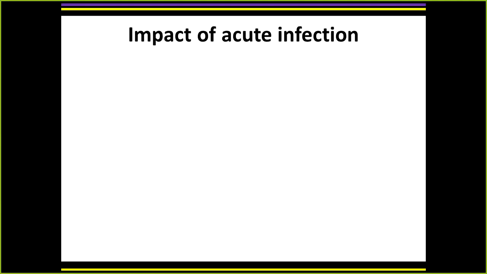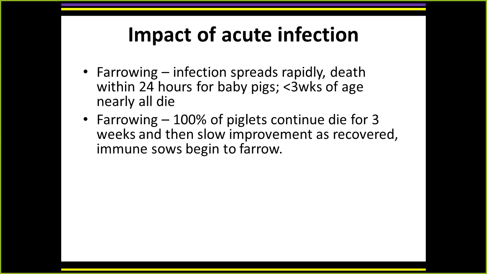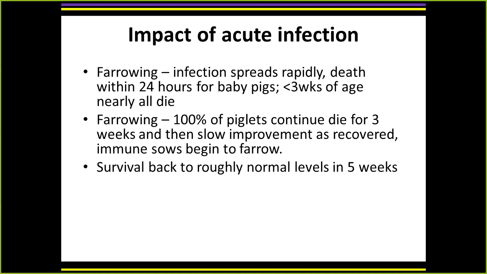So the impact of the acute infection is that in a farrowing situation, it spreads very rapidly through the entire complex within hours. And pigs that are less than 3 weeks of age nearly all die at the outset of an outbreak. And that will continue for about 3 weeks, because until there's some immunity coming through with sows delivering new litters, the piglets that are born have no way to fend off the PEDV virus effects on the intestine. After about 5 weeks, after which time the sows have begun to be producing immunity to protect pigs, the survival is roughly back to normal.